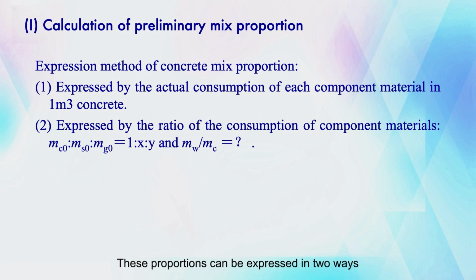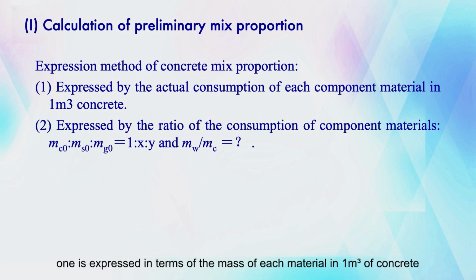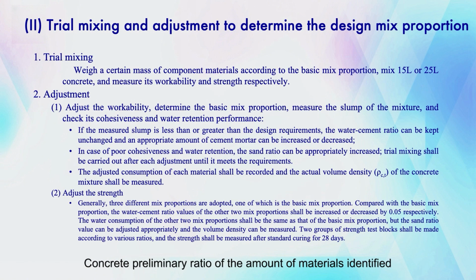These proportions can be expressed in 2 ways. One is expressed in terms of the mass of each material in 1 cubic meter of concrete, and the other is expressed in terms of the ratio of the mass of each material to the mass of cement, with the mass of cement set to 1. The preliminary ratio of the amounts of materials is calculated with the help of some empirical formulas and data, or by using empirical information to look up a table, and thus may not be in line with the actual situation.